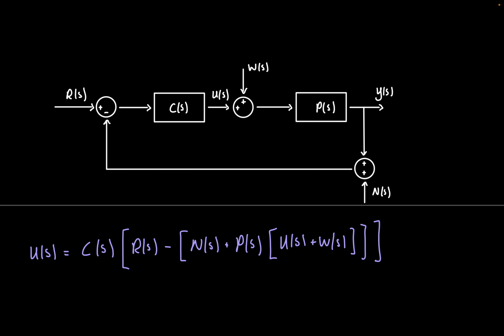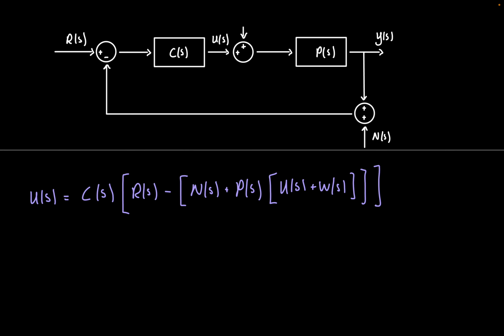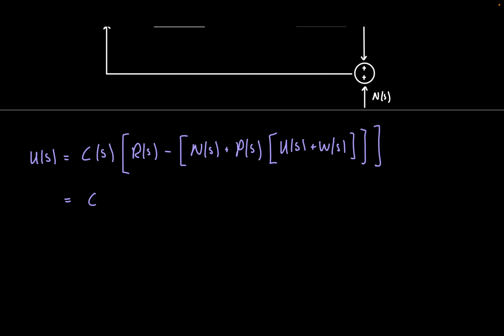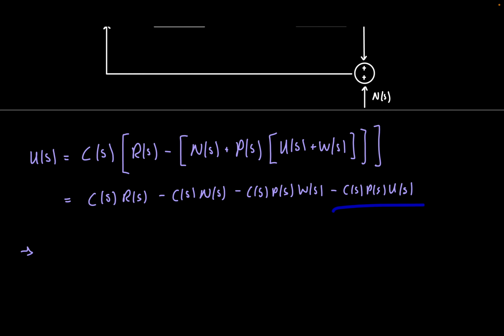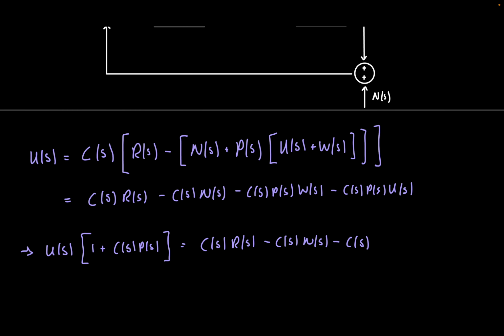So now what we can do is start to multiply things out and then try to isolate U, similarly to what we did with Y. So we'll get C times R minus C times N, and then minus C times P times W, and then minus again C times P times U. So then we can add this term to the other side, such that we get U times 1 plus C times P, and that'll be equal to C times R minus C times N minus C times P, and then times W.